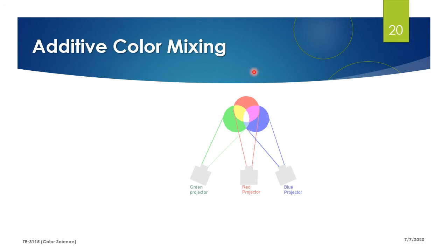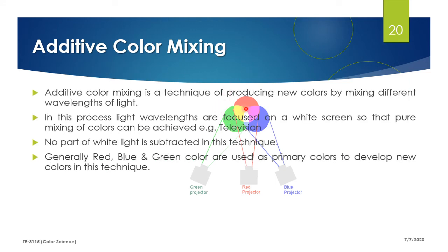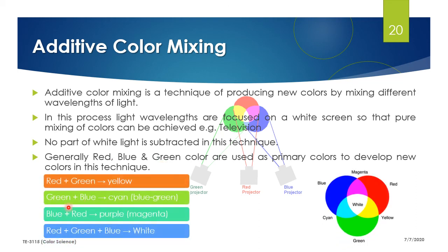Additive color mixing. In additive color mixing, the new color is produced by mixing wavelengths of light, and these wavelengths of light are focused on a white screen. For example, this phenomenon occurs in television. By focusing on the white screen, no part of the color is subtracted from the wavelength, and generally the three colors red, blue, and green are used for additive color mixing. For example, red plus green forms yellow, and similarly other combinations form different colors.